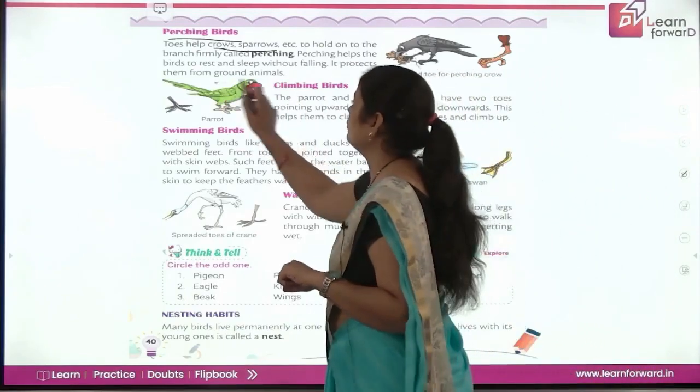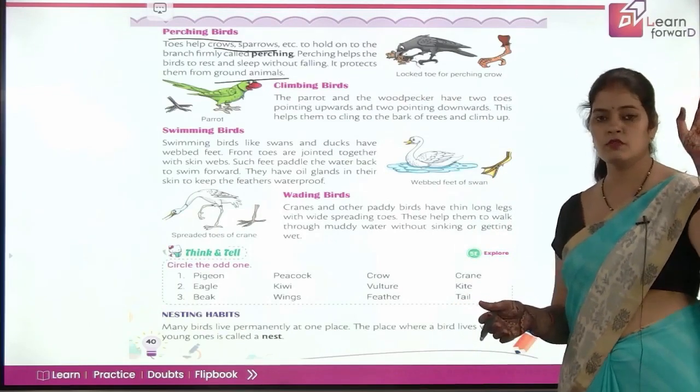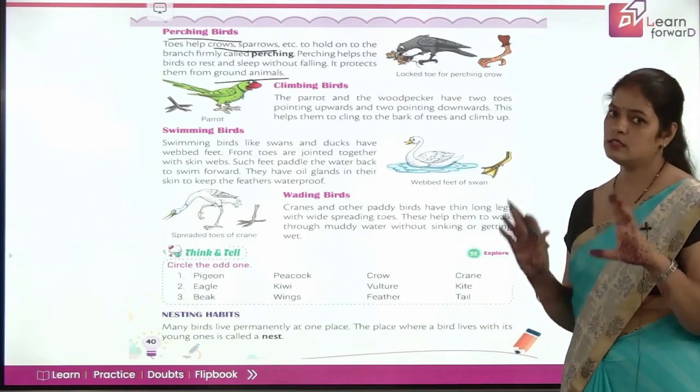It protects them from ground animals also, because whenever they want to rest, they just go to higher branches of the trees and they perch and sleep there and rest there.